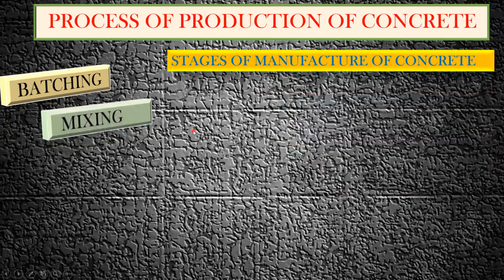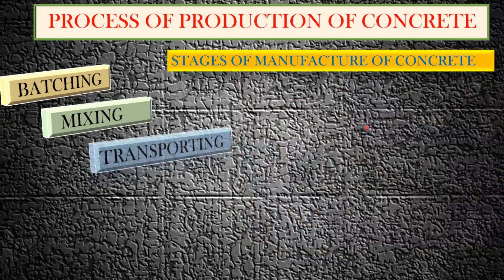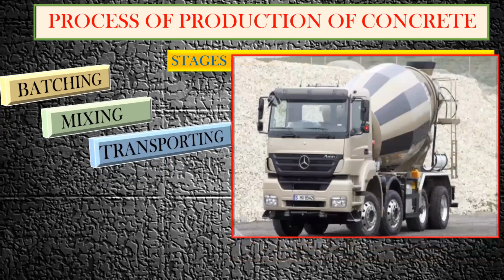Once the batching is done, the next is the mixing of concrete, right? Mixing, in the sense that if you are doing normal construction, this is the kind of mixer you see. Here they try to mix the concrete. This is called mixing. The next one is transportation. Once the concrete is prepared, it has to be transported to a certain place, right? With the help of a transit mixer, we do the transportation of the concrete.